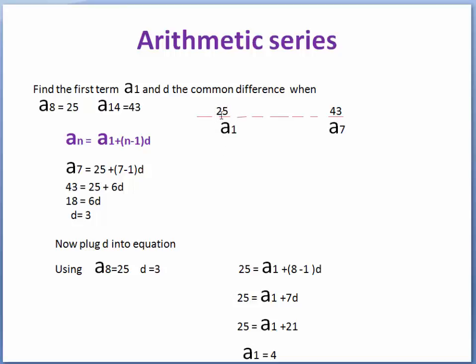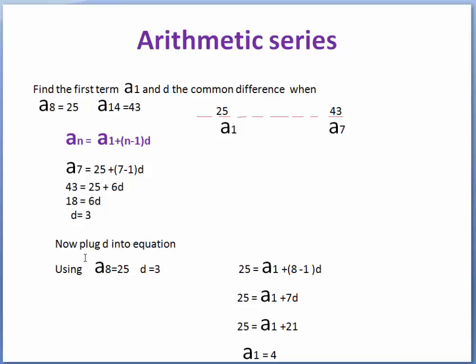Make this 8th term our first term, and make this the 7th term in the series if this was the first. So 2, 3, 4, 5, 6, 7 is 43, and then plug that into our equation. So this a7 is 43. Our first term now is 25 plus 7 minus 1 times the common difference d, which we want to find out. So 7 minus 1 is 6. So 43 minus 25 is 18 equals 6d. And our d, the common difference, is plus 3.